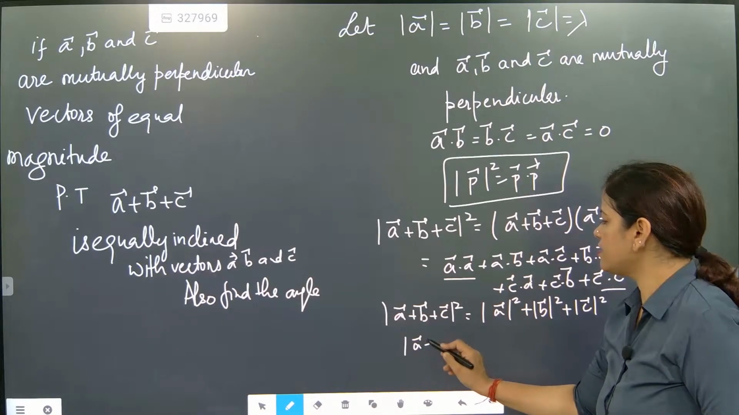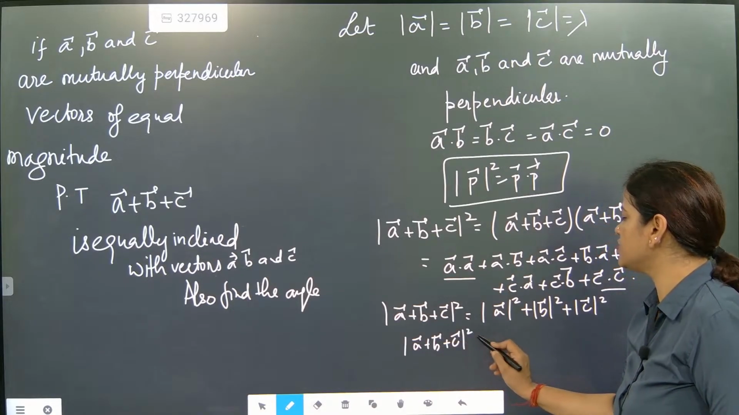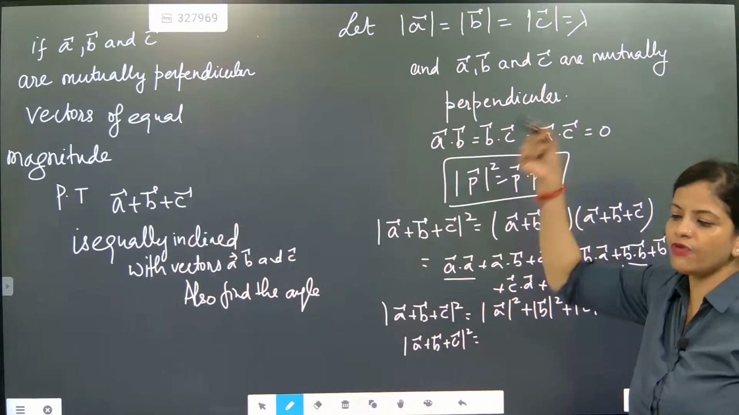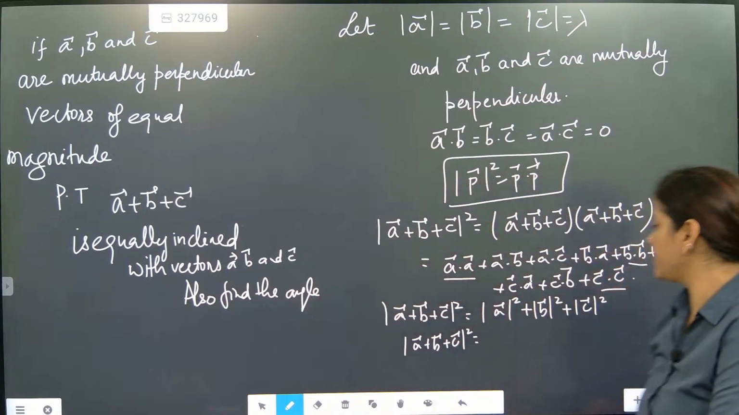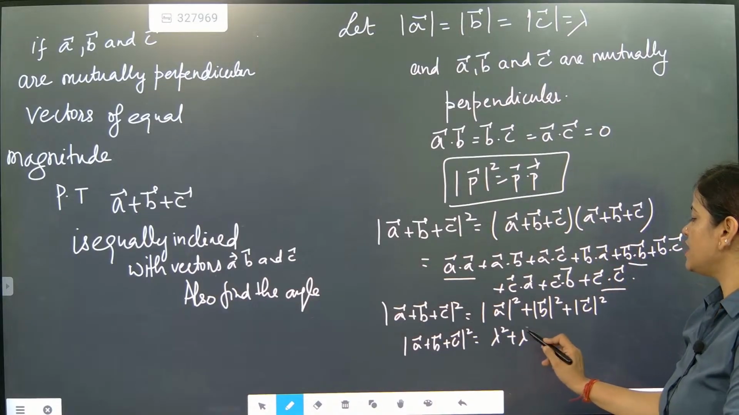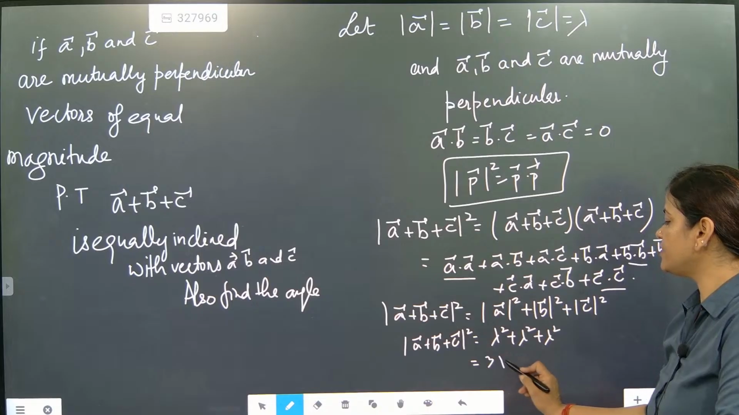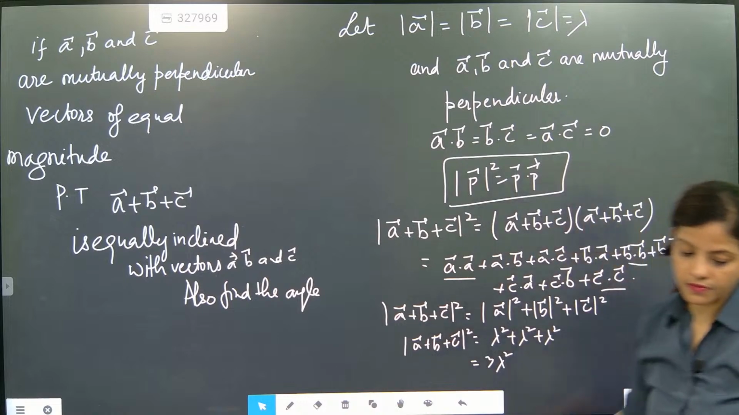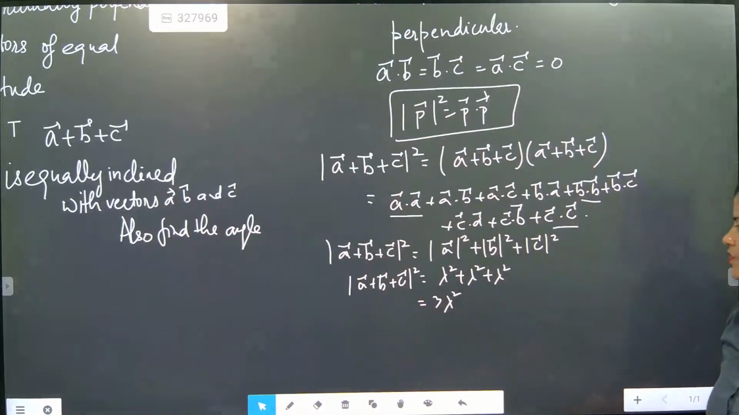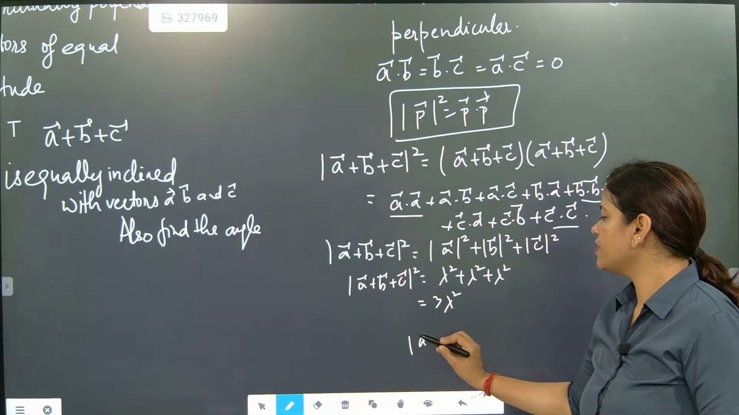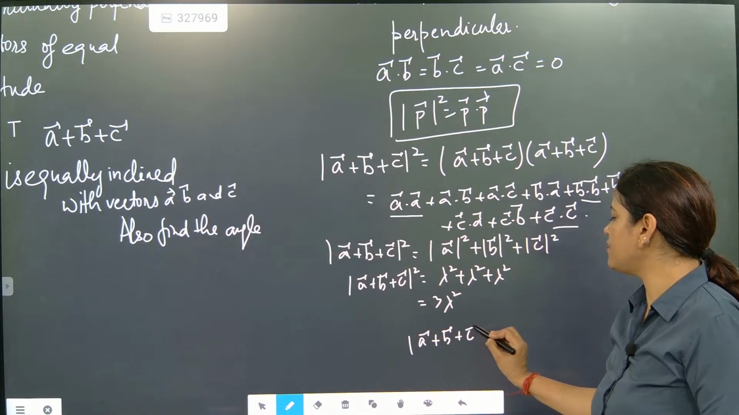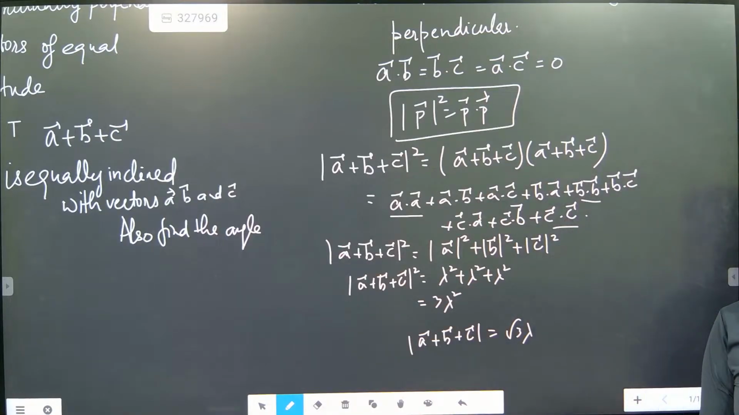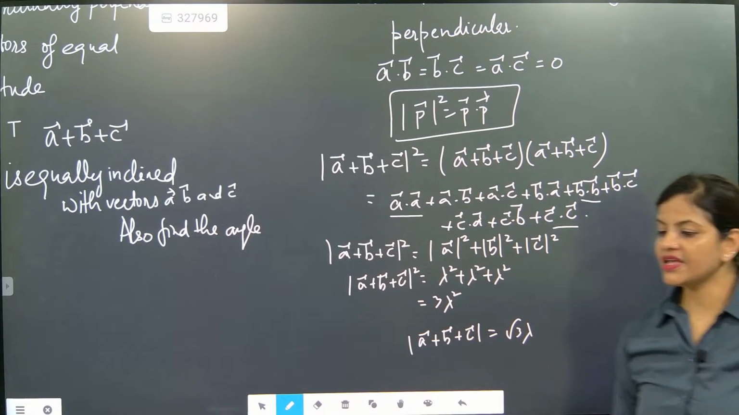And beta, everything was equal to lambda. So magnitude of A vector plus B vector plus C vector whole square, we assumed the magnitude of all the three vectors is equal to lambda. So this part will become lambda square plus lambda square plus lambda square, so it will become 3 lambda square. If we remove the square, the answer is magnitude of A vector plus B vector plus C vector is equal to root 3 lambda. Got it? Now they are making some angles.